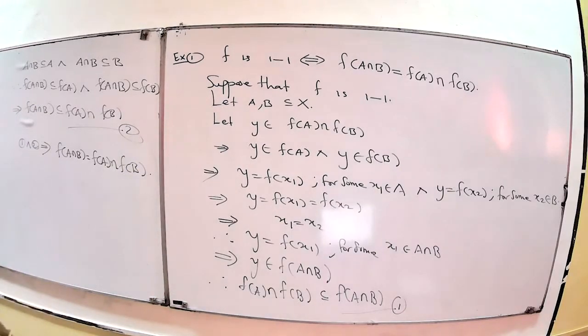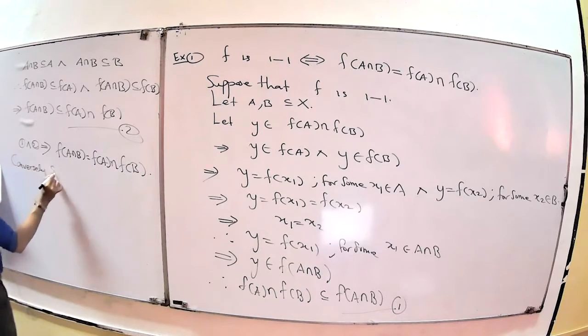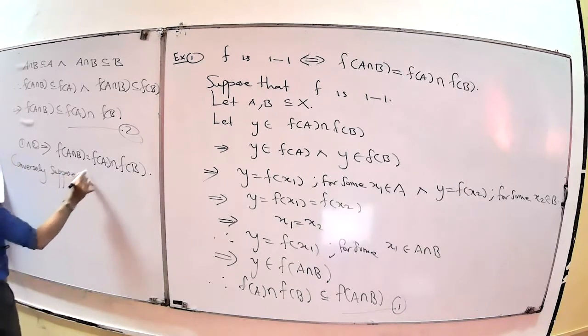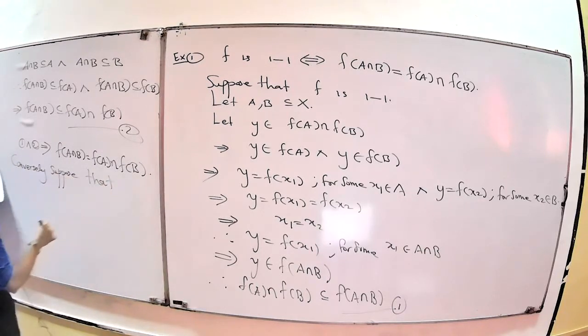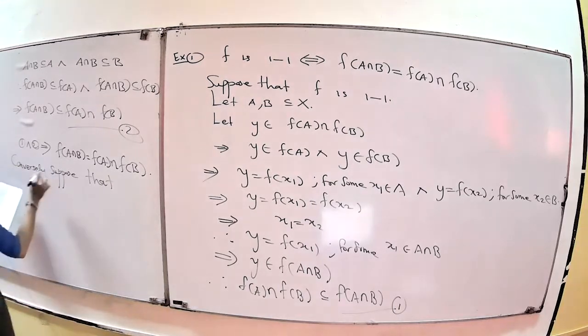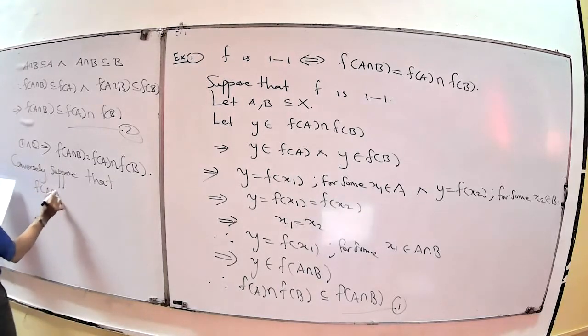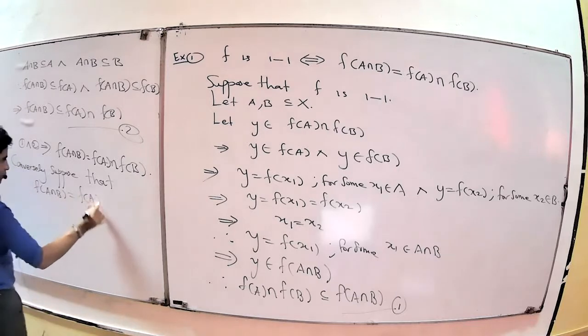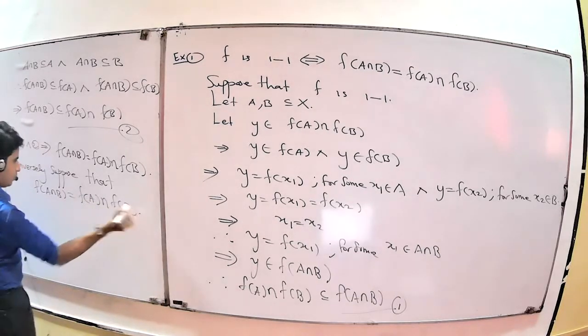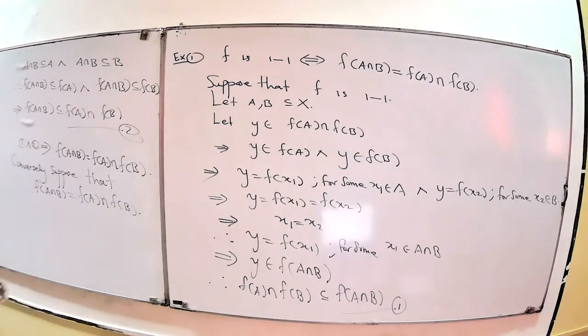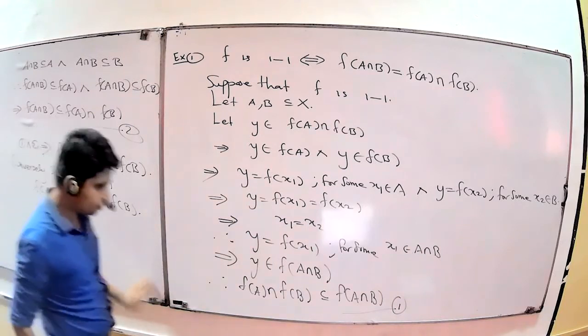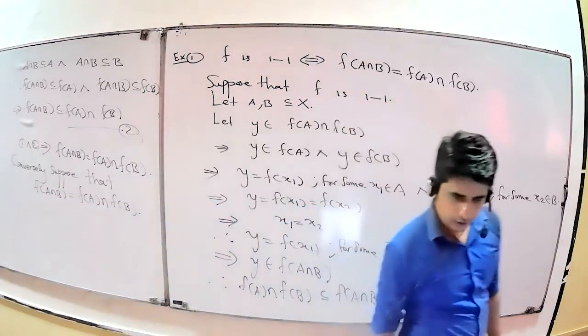Right? For the converse part, conversely suppose that f of A intersection B equals f of A intersection f of B. We use this one, you want to prove that f is 1 to 1.